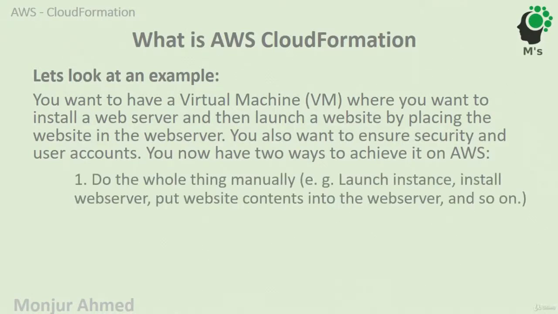The first one is you can do it manually, which is create or launch an instance in EC2, let's say, install the web server on your launched instance, then put the website contents into the correct folder in the web server, and configure everything. As part of launching the instance, you configure the security group, the security policy, you probably are going to create users, and so on. So there might be a lot more to the list than I have just mentioned.